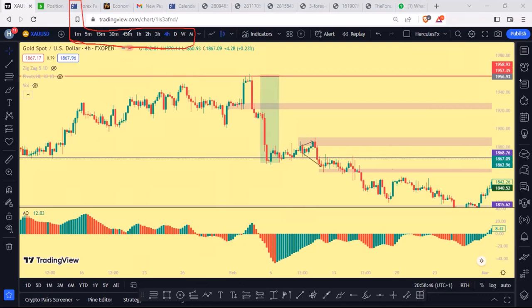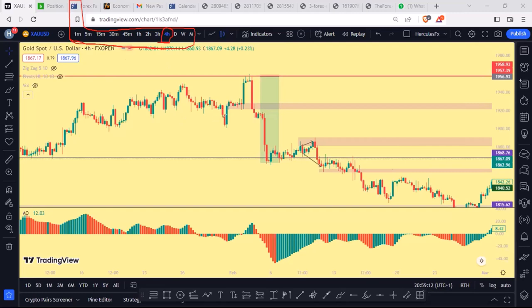Now, these are the time frames I was referring to. Now look at it from here. We have 1 minute, we have 5 minutes, we have 15, we have 30 minutes, 45 minutes, we have 1 hour, 2 hours, 3 hours, 4 hours, 1 day, 1 week, and 1 month, and so on. So I am actually interested in looking at this chart on the 4 hour time frame.